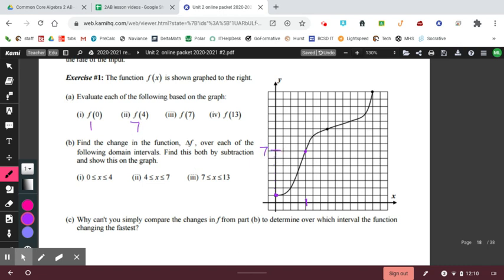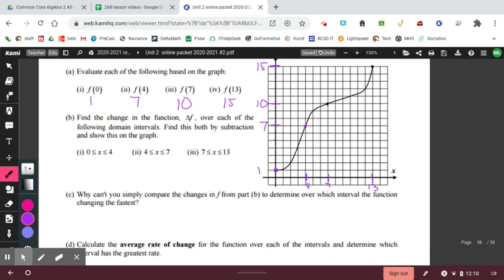That's 7. F of 7 is here. That's 10. And then F of 13, all the way up there, is 15. Okay, you're talking about the outputs at all of those inputs.